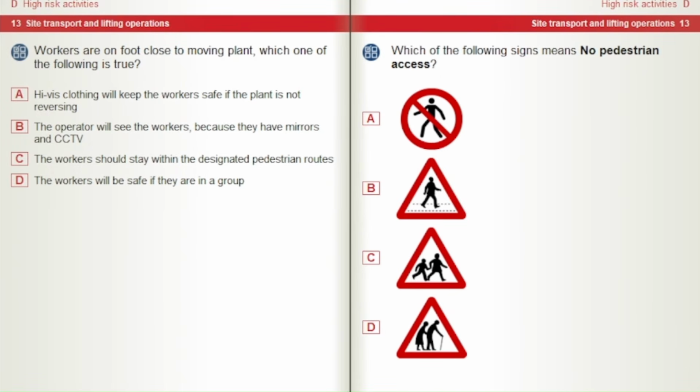Workers are on foot close to moving plant. Which one of the following is true? High-vis clothing will keep the workers safe if the plant is not reversing. The operator will see the workers because they have mirrors and CCTV. The workers should stay within the designated pedestrian routes. The workers will be safe if they're in a group.